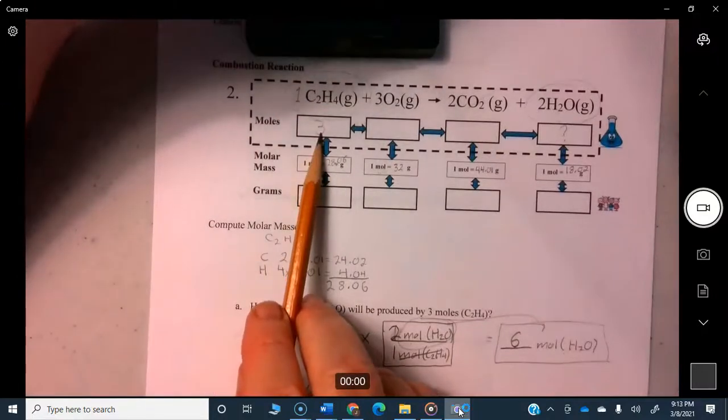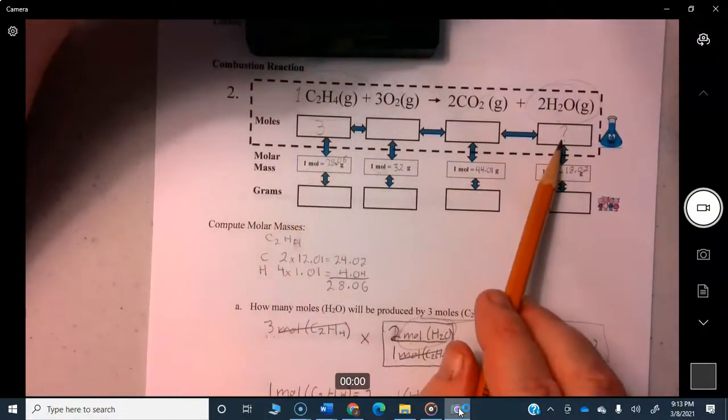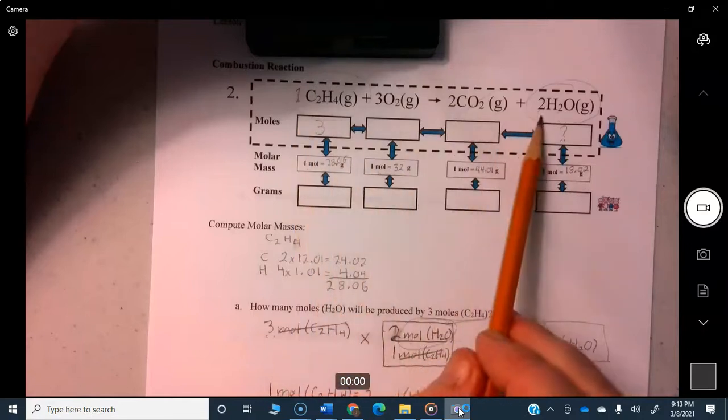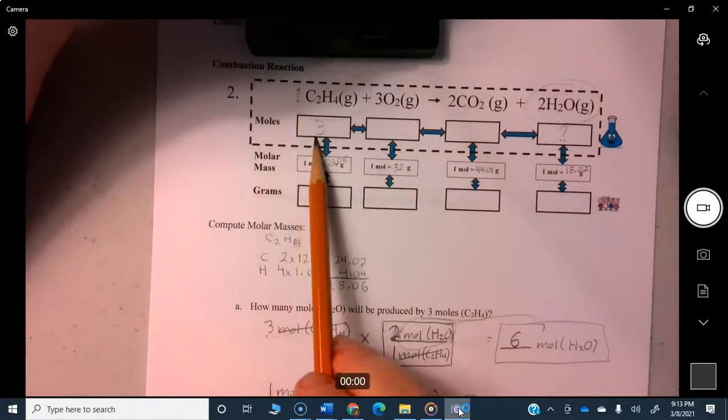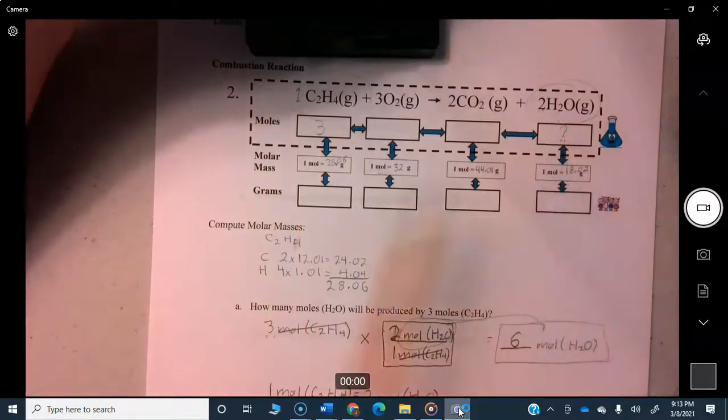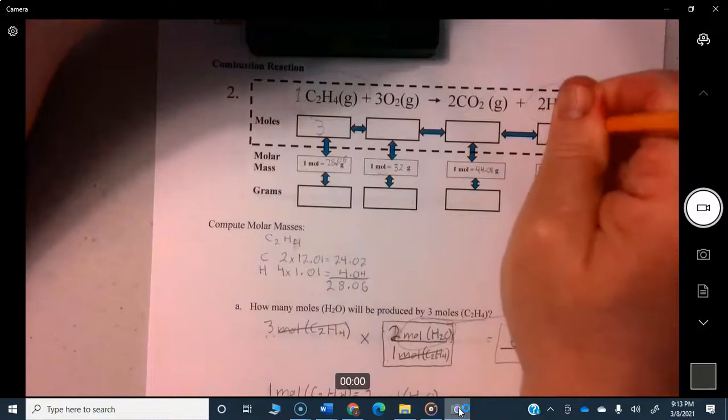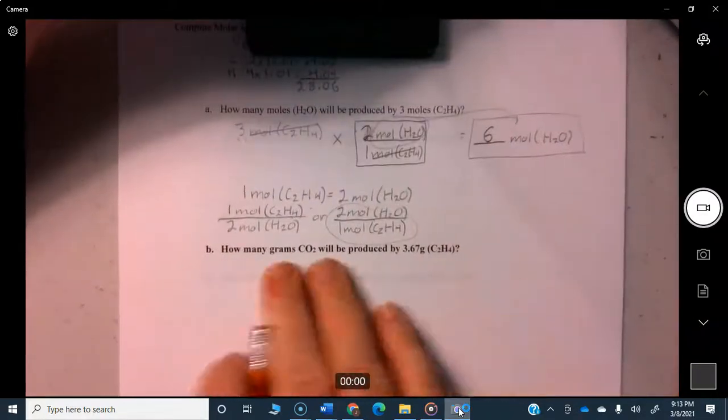So what it means is if we put in 3 moles of C2H4, we're going to get 6 moles of H2O. And that makes sense because you get 2 moles of H2O for every 1 mole you put in. If you put in 3, you're going to get twice that much, which is 6 right there. Okay, all right, so let's go on. Okay, the next one, B, is for you to do.